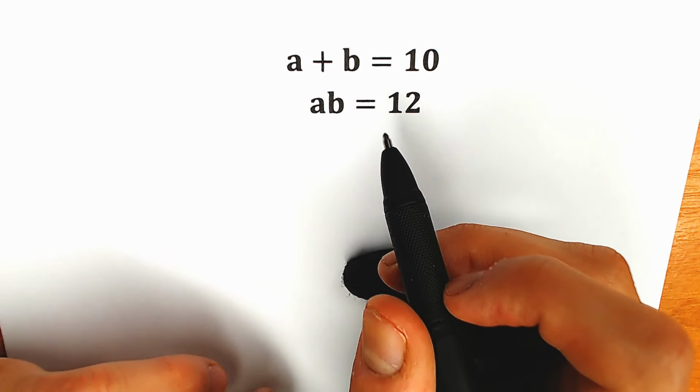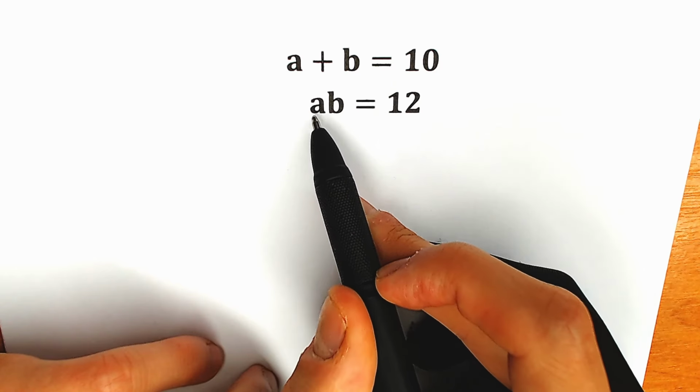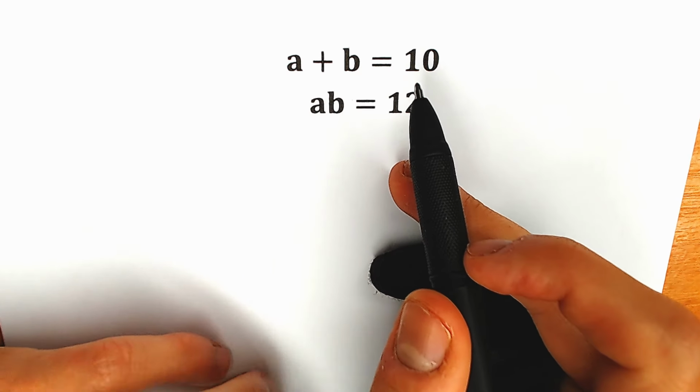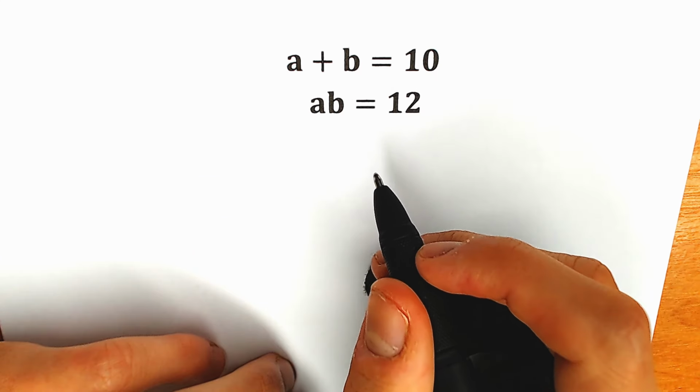Today we have a really interesting algebra question. We know that a plus b equals 10 and the product a times b equals 12. We need to solve this question for a and b, so if you have your solution, you can also write it in the comments below and then we will check our answers.